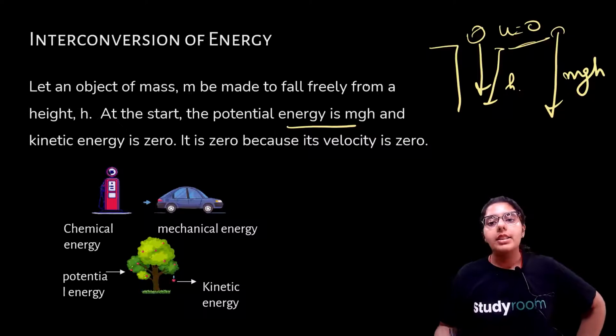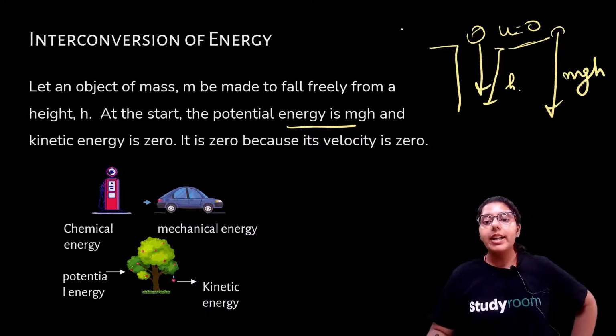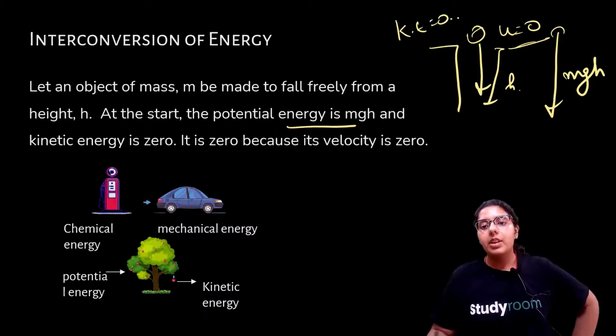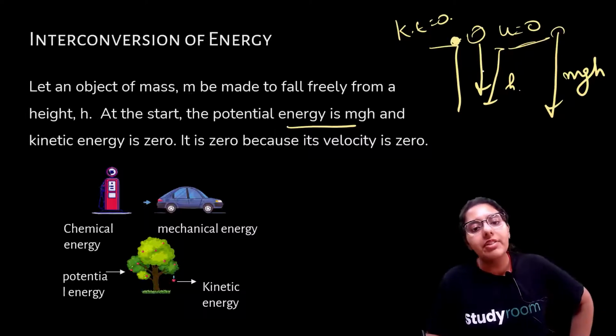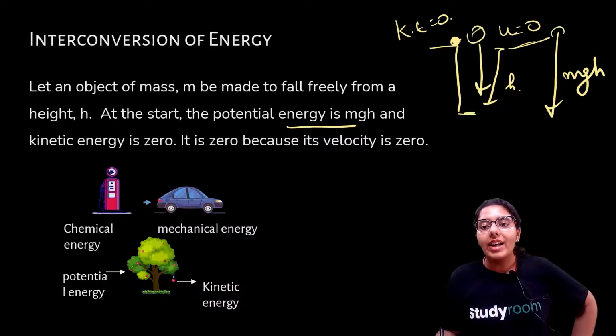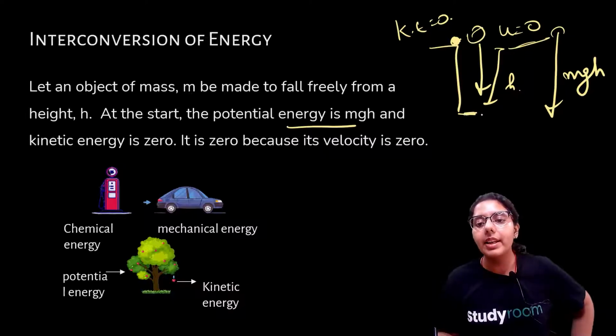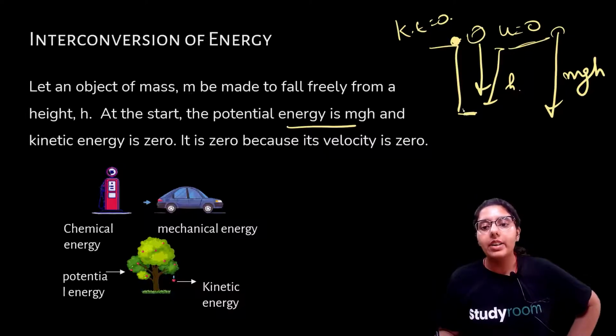And kinetic energy is 0. At this point, you don't have any speed, right? So your kinetic energy is 0 at the topmost point. So when it is under free fall, at this final point, what will happen? What will happen here? You will have no height, right? You have reached the ground.